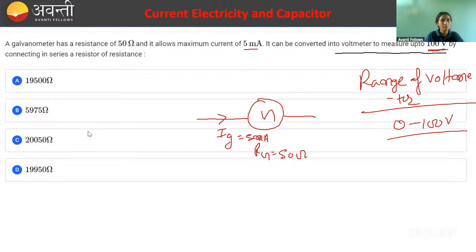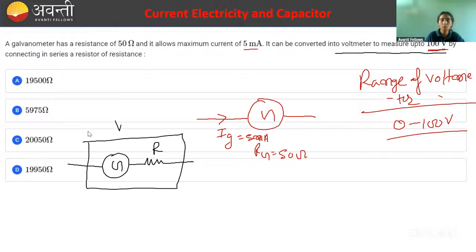And if it can measure up to 100 volt, then what value of resistance do we need to connect with it in series? Because we have already learned how we convert a galvanometer into a voltmeter. We connect a high value of resistor in series with the galvanometer. So let's say we are connecting R. This is your voltmeter.